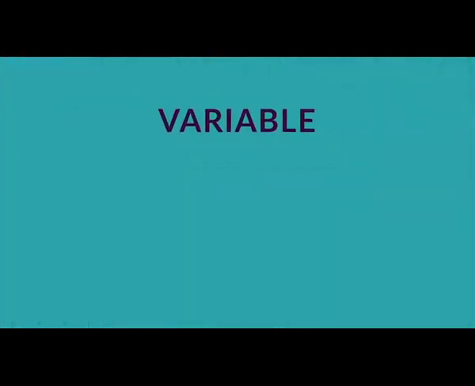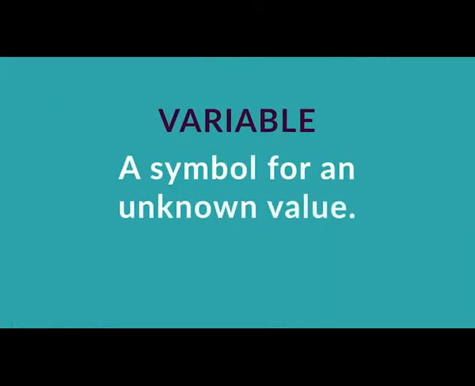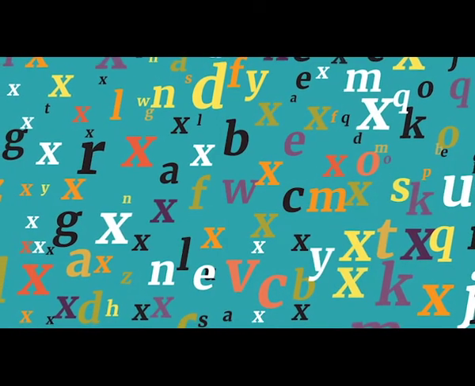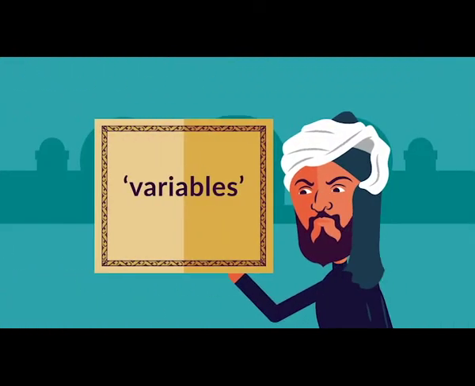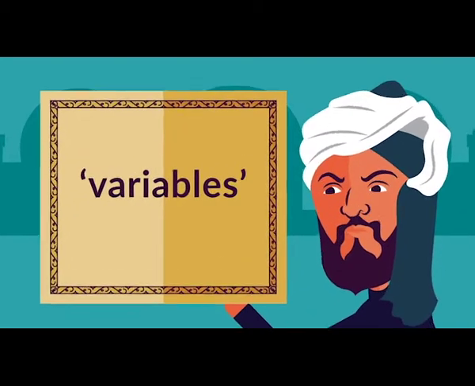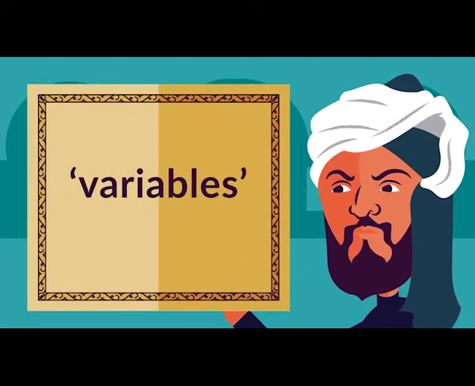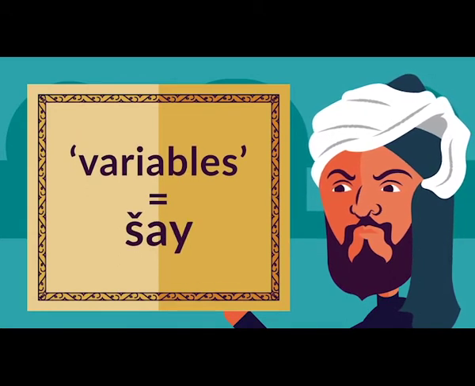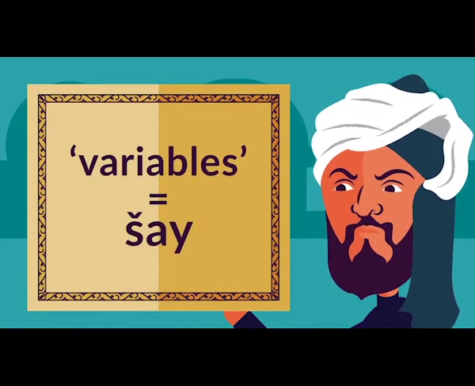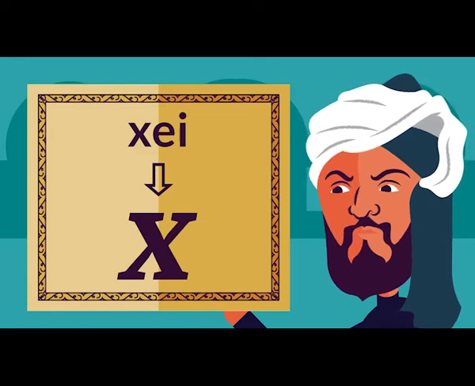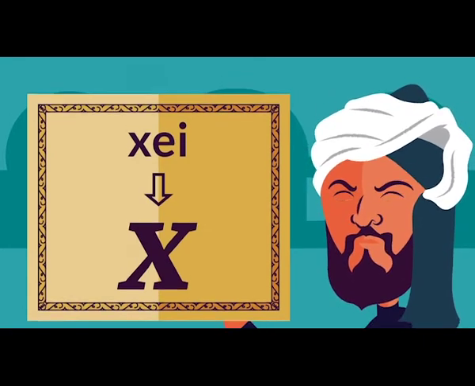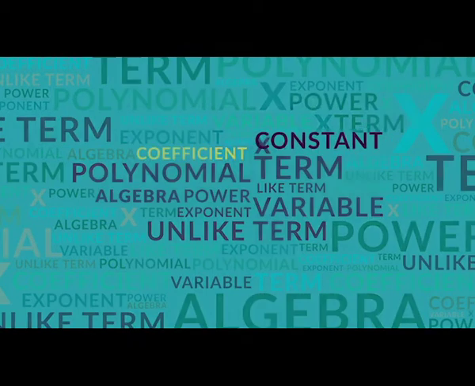What is a variable? A variable is a symbol that represents an unknown value. We often use letters for variables, of which X is the letter most commonly used to represent a variable. The reason for this takes us back to Al-Khwarizmi. In his manuscript, variables were called things. The Arabic word for thing is shay. When al-jabr was later translated into Spanish, the word shay was written as X-E-I, which people then started to write as the letter X to make their lives easier. And this has stuck.